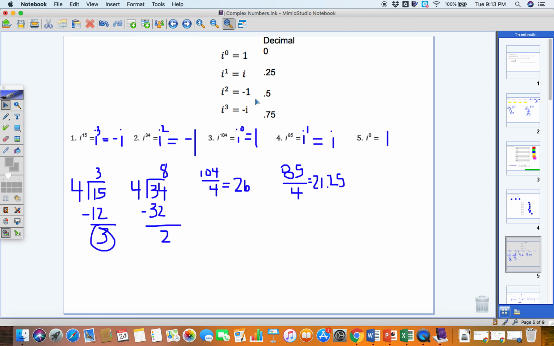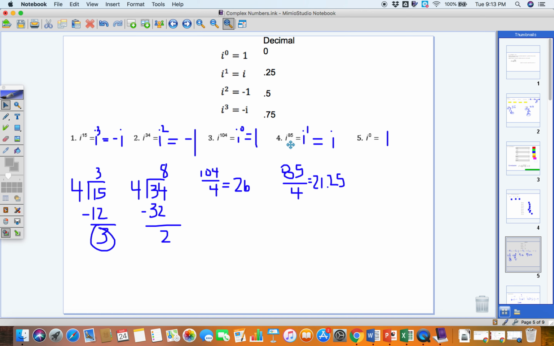If you get a decimal of 0.5, it's -1. If you get a decimal of 0.75, it's -i. So here, on our third example, 104 divided by 4 is 26.0. I didn't write that down because you don't have to. So there's no decimal, which means it is equivalent to this first situation. So the answer is 1.